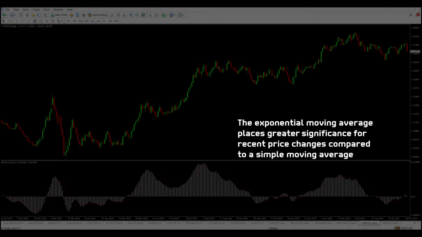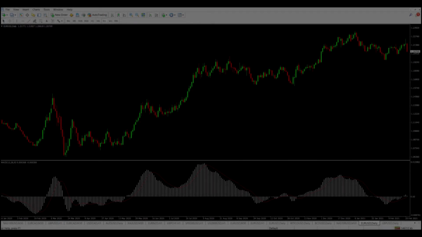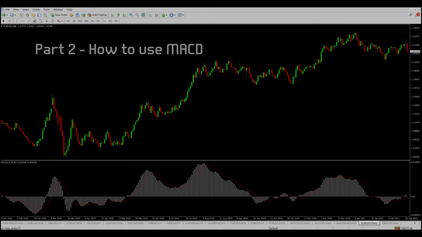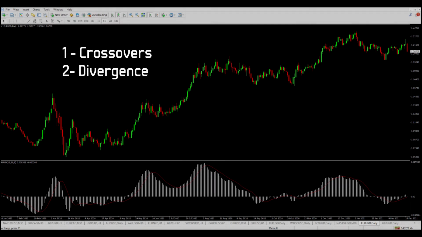Okay, great. So now that you understand what MACD represents, I will now show you how you can use MACD to help you when trading. From now on, I may refer to the exponential moving average as EMA, now that you understand what it is. Generally, MACD indicators are commonly used in one of two ways, either by crossovers or for signaling divergence in the market. First, I will explain crossovers, and then I will explain how to use it for divergence.